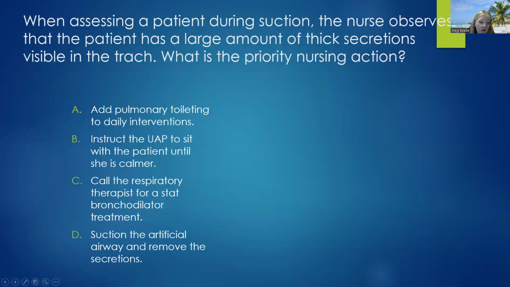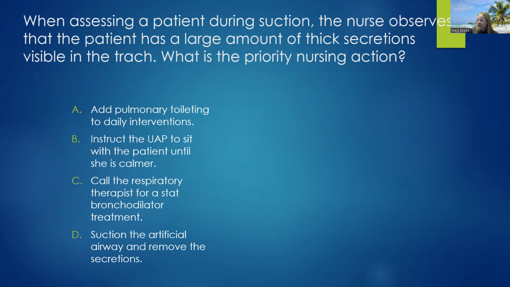All right, so when assessing a patient during suction, the nurse observes that the patient has a large amount of thick secretions visible in the trach. What is the priority nursing action? Do we add pulmonary toileting to daily interventions? And pulmonary toileting is basically where you've got the percussion, the postural drainage with percussion. Do we want to do B?